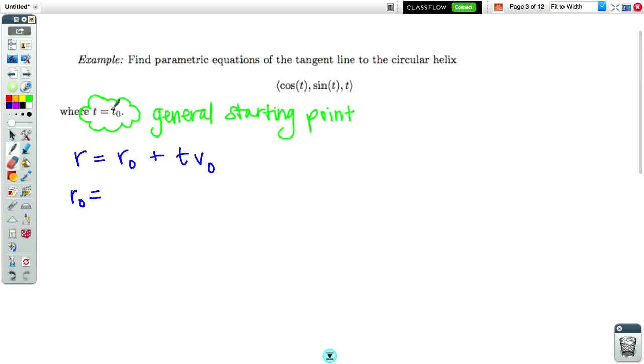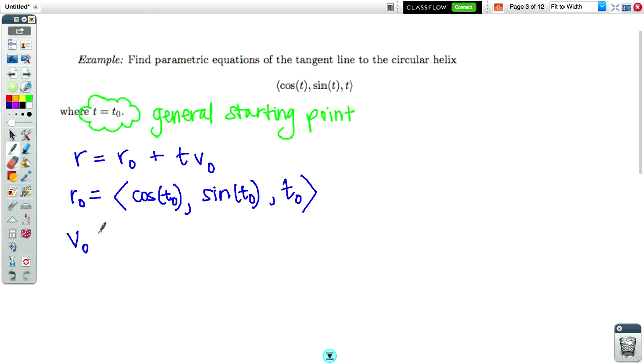So this is basically saying to find your starting point, just plug in t sub 0 wherever you see a t. So my starting point would be cosine of t sub 0, or t naught, and then sine of t naught, and then just t naught. So there's my starting point. Now who knows where this is, because I don't have any specific value for t sub 0, but this is so that we could really plug anything into this later.